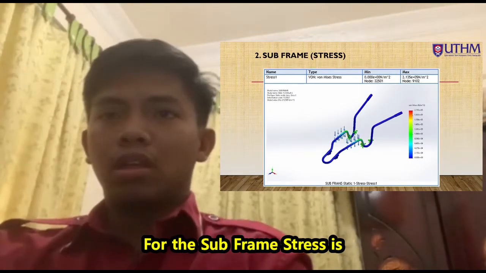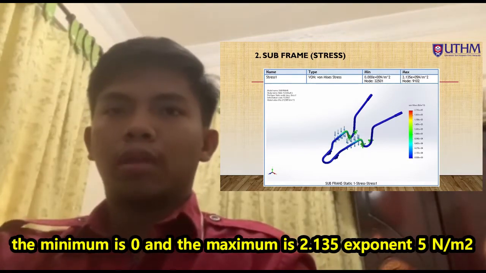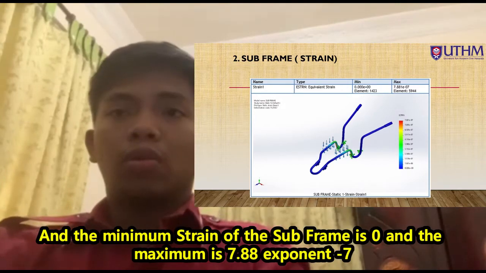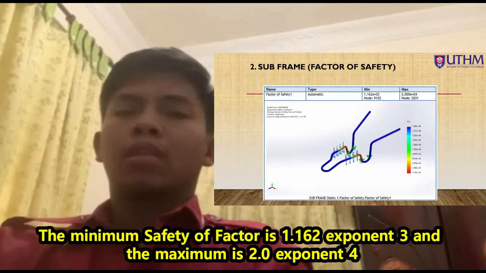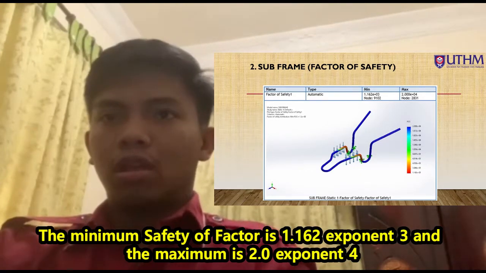For the sub-frame, the minimum stress is 0, and the maximum stress is 2.135 exponent 5 Newton per meter square. And the minimum strain of the sub-frame is 0, and the maximum is 7.81 exponent 7. Factor of safety of the frame, the minimum is 1.162 exponent 3, and the maximum is 2 exponent 4.